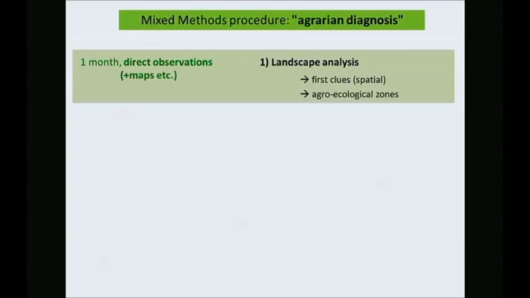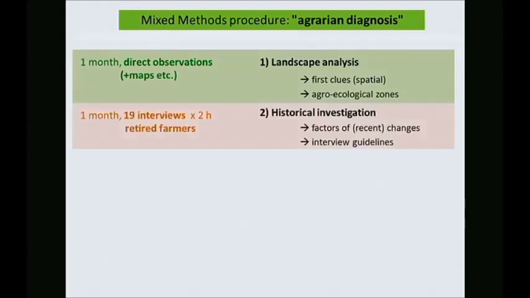So, the procedure, what it's about. Mixed method, the agrarian diagnosis. It starts with 1 month of observation. So, essentially being based in the wheatbelt, doing a landscape analysis by driving around, comparing published material with direct observation, first to gather the first clues and to define relatively homogeneous agroecological zones. Then there is a historical investigation.